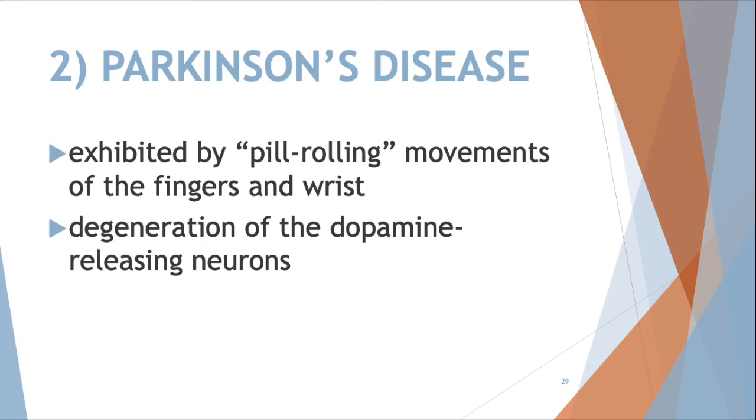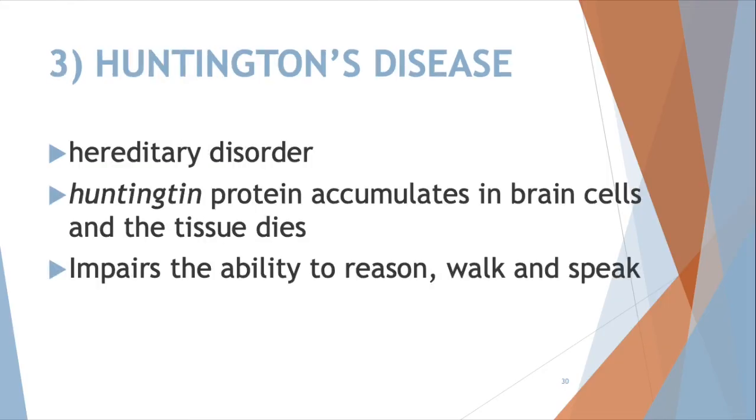Next, we have the Parkinson's disease, exhibited by pill rolling movements of the fingers and wrist. It is a degeneration of the dopamine releasing neurons. Okay? So, papaano gagamutin si Parkinson's disease? There should be a deep brain stimulation via implanted electrodes, which will shut down the abnormal brain activity and can also alleviate the tremors or katong pagkurog-kurog sa patient.